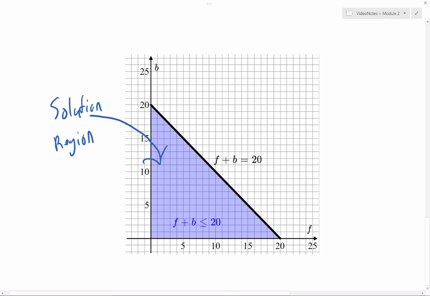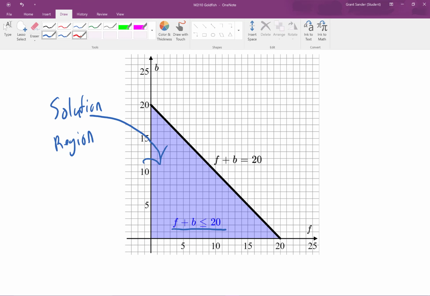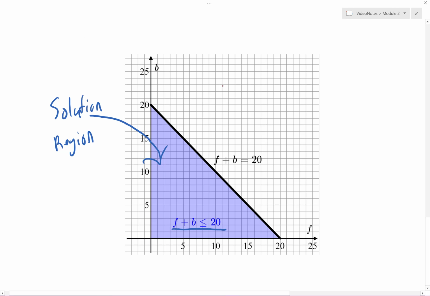Again, this shaded region represents all points that make the inequality f plus b is less than or equal to 20 true. So these are points that represent valid purchasing options for Janet. Now points on the other side of the line make the inequality false. So these points represent f and b values whose sum is greater than 20.